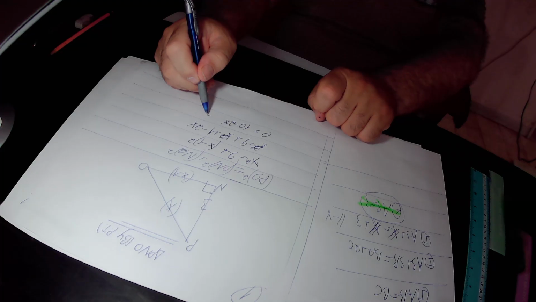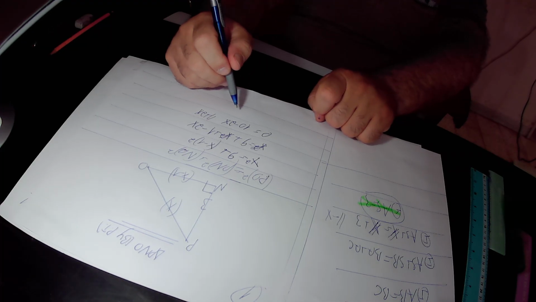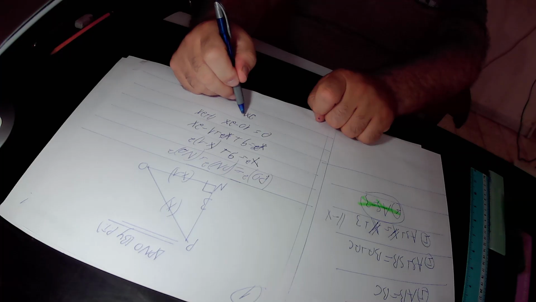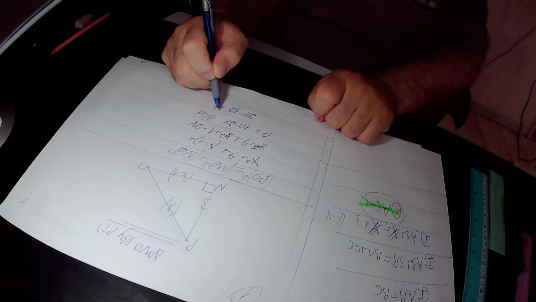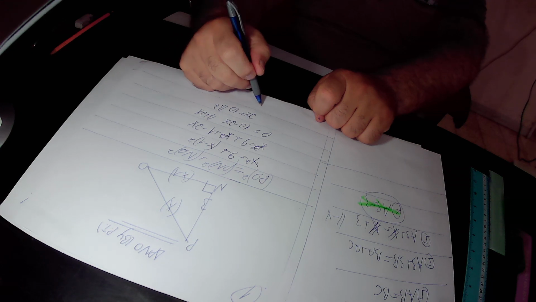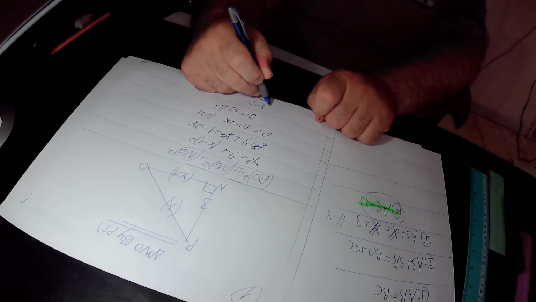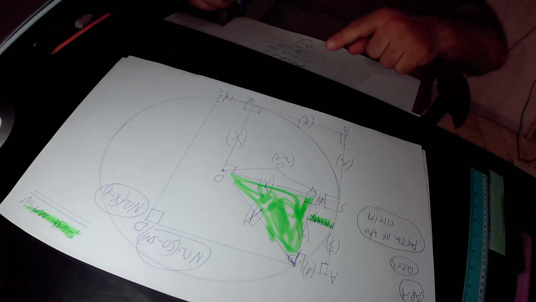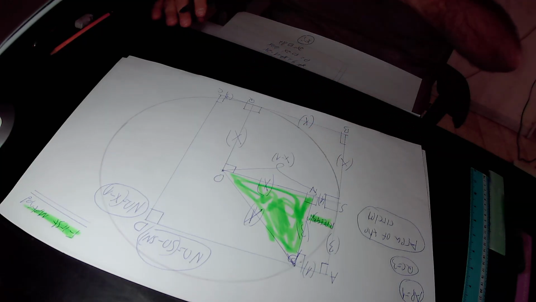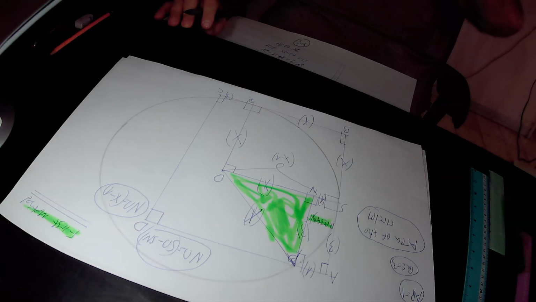Here we add 2x to this equation, and we get that 2x equals 10. Here we divide this equation by 2, and finally we get that x equals 10 over 2, that is 5. So we found out that the radius of this circle, x, equals 5 units. Our mission is to find out the area of this circle.